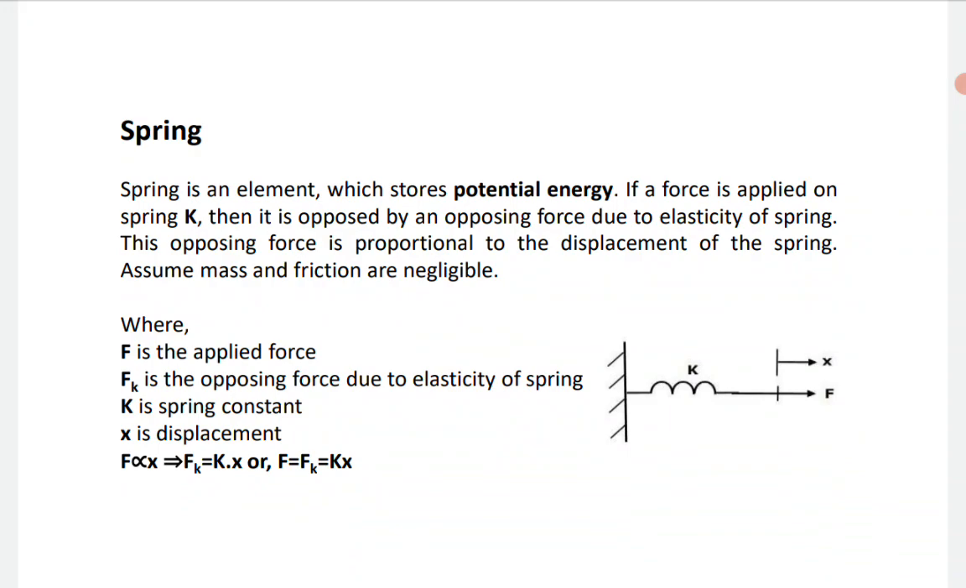So we can write that F should be directly proportional to x. We can again write F suffix K is equal to K into x, because K is my spring constant, or variation constant in this scenario. So it can be rewritten as F suffix K is equal to K into x.